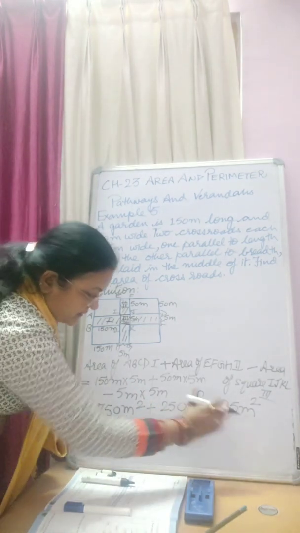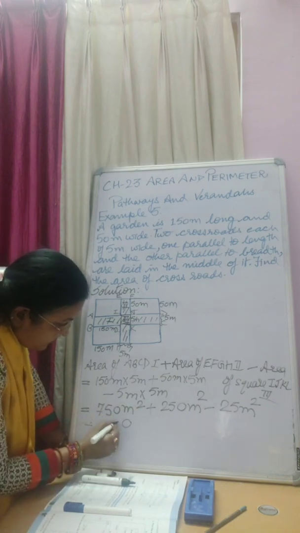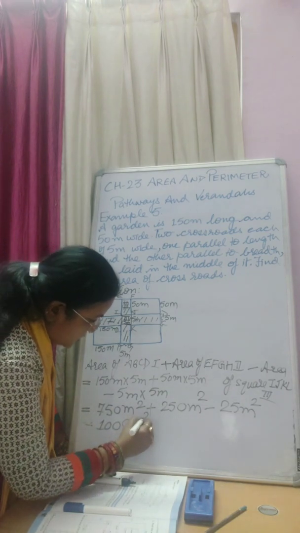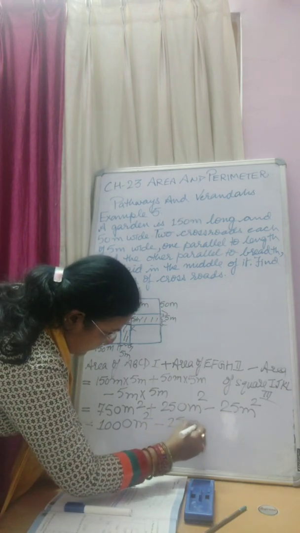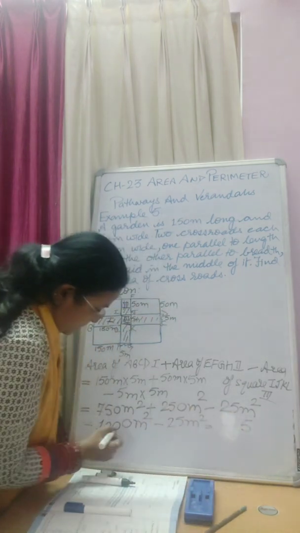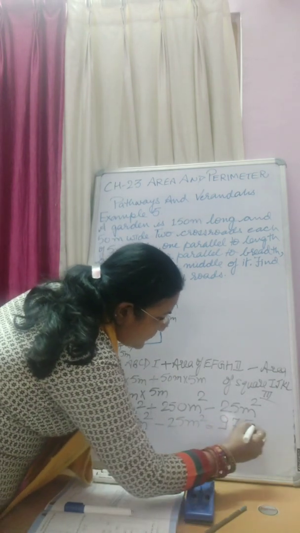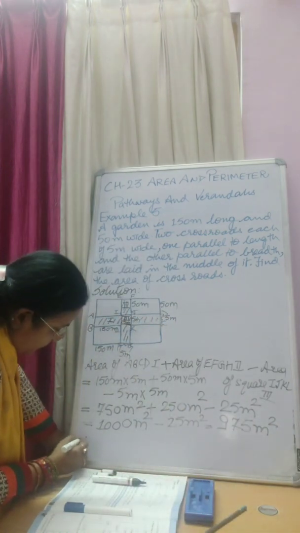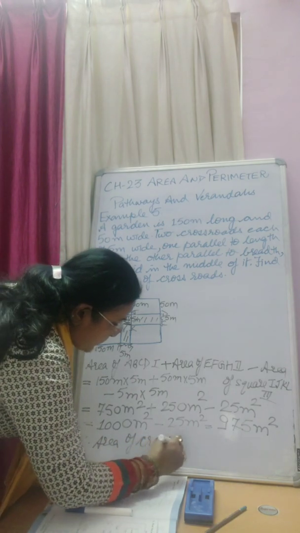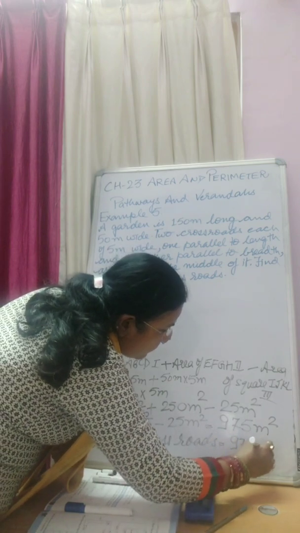So we'll add these two and then subtract. 750 plus 250: 0, 5 plus 5, 10, 7 plus 2, 9, 1, 10. So 1000 meter square minus 25 meter square. 10 minus 5, 5. 9 minus 2, 7. And then this 10 becomes 9. So 975 meter square. So area of crossroads equals 975 meter square.